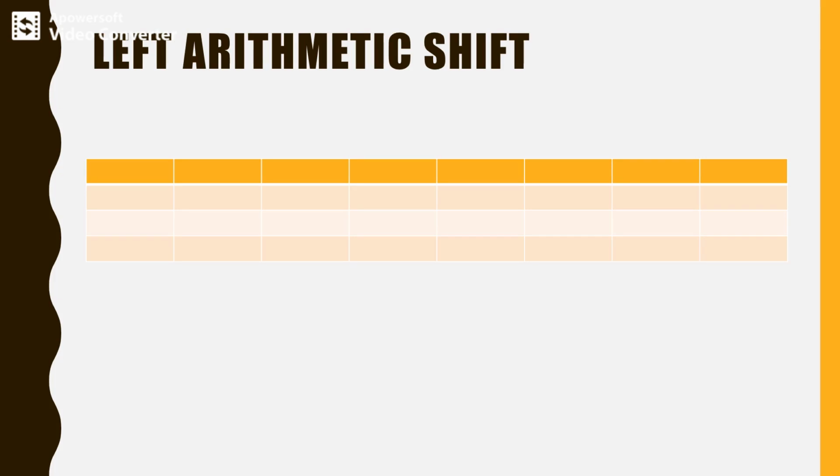Left arithmetic shift. So we have to consider ASL with constant value 1, processor register R0. So before performing arithmetic shift, the value of carry was 1, and the processor register value is 1, 0, 1, 0, followed by 1, 1, followed by 1, 1.